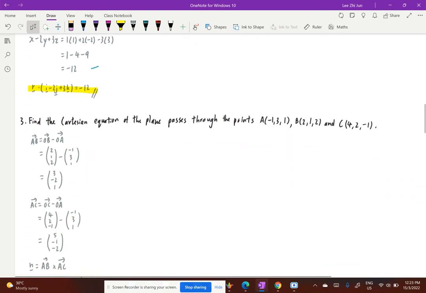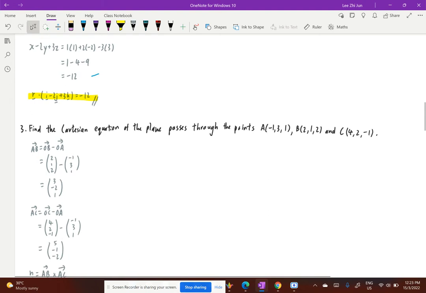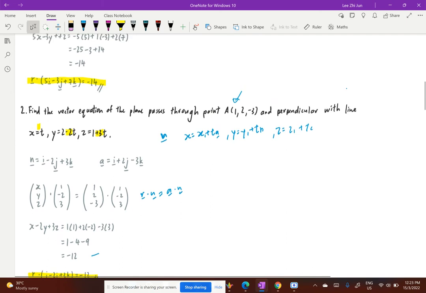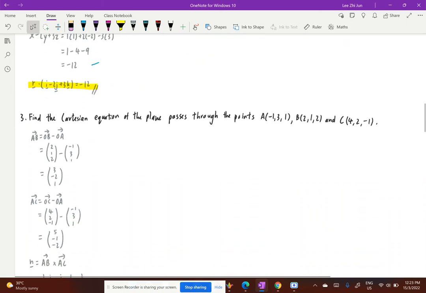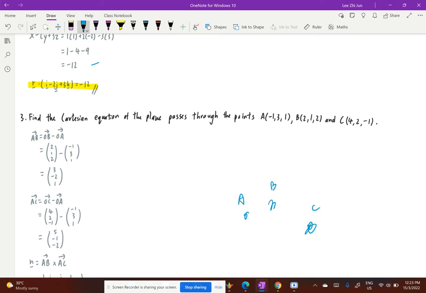Okay, so the third: find the Cartesian equation of the plane that passes through the points A, B, and C. This method is a little different because it does not give the line, it just gives 3 points. The plane passes through A, B, and C, so A, B, and C are on the plane.